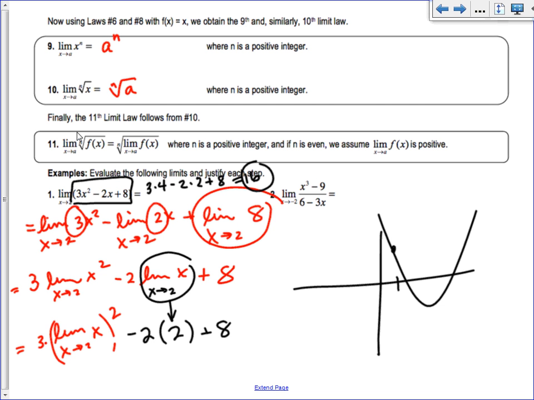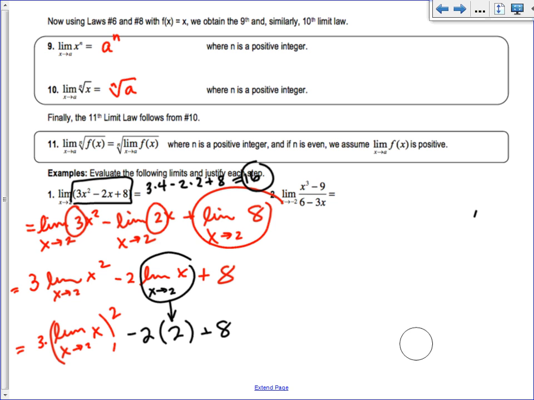I don't know, can you? Let's try it on this next one. So what if I plug in negative 2 here? So I'm going to have limit as x goes to negative 2 of negative 2 cubed minus 8 over 6 minus 3 times negative 2. Does it work? Yeah.